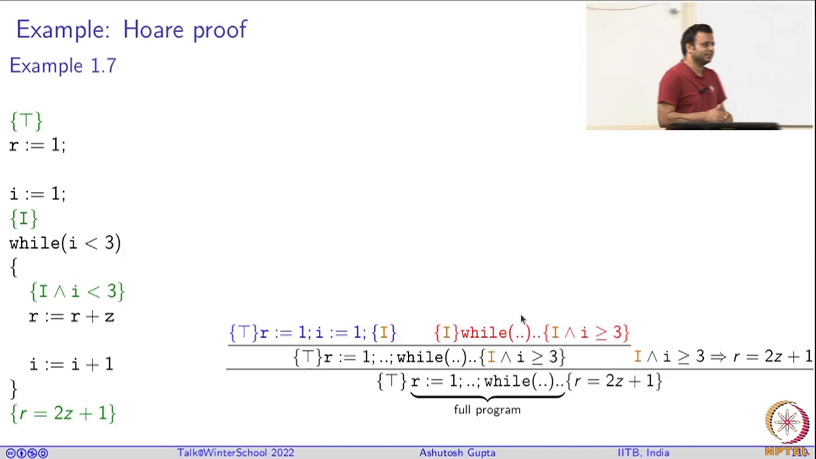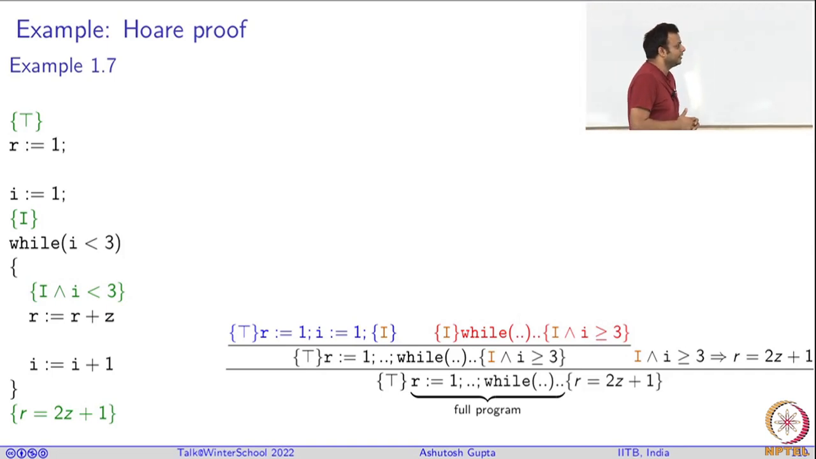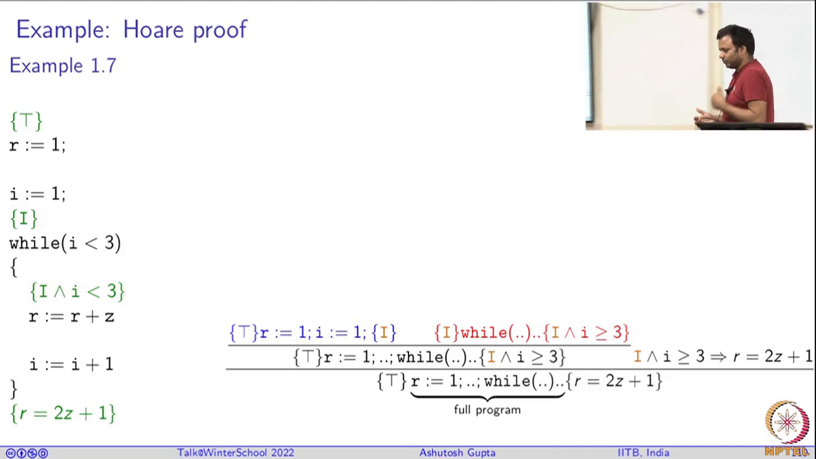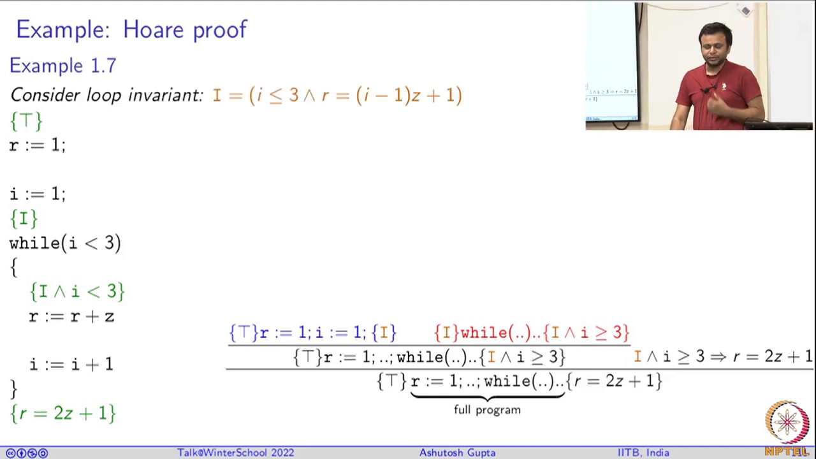Now, what is my I here? What is my I? Just by looking at it, you cannot tell. As I said, you need to have human ingenuity to come up with I. So let me give you an I. This is my I.